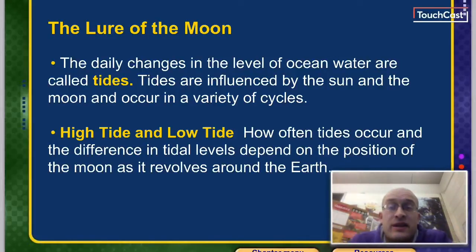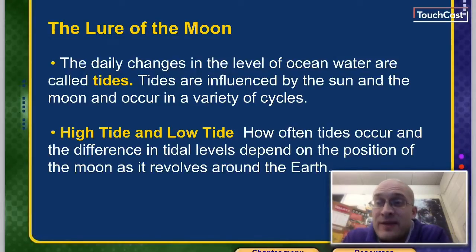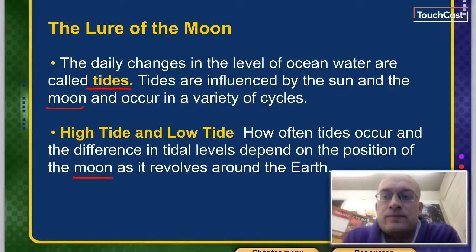The daily changes in the level of the ocean water, when the water rises up, like you saw in that video, and when the water goes back out to its lowest level, those are called the tides. The tides are influenced by the sun and the moon, and they occur in a variety of cycles. How often tides occur and the difference in their levels depends on the position of the moon as it revolves around the earth. So the blanks you should have filled in on this first slide are tides, moon, and moon, which are now all underlined for you.